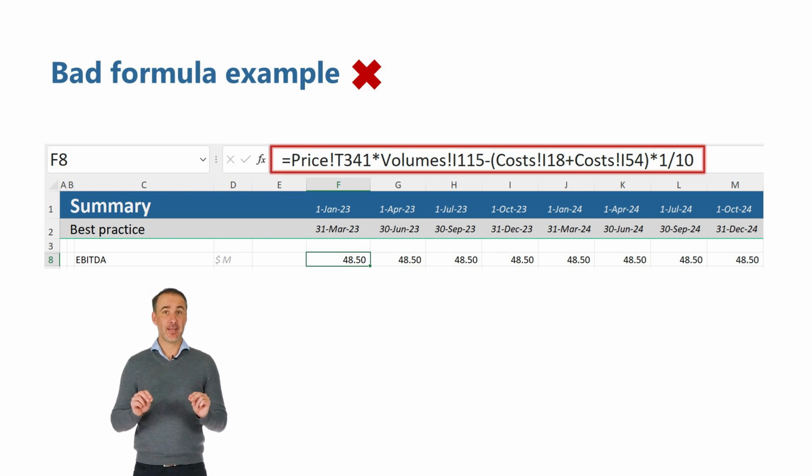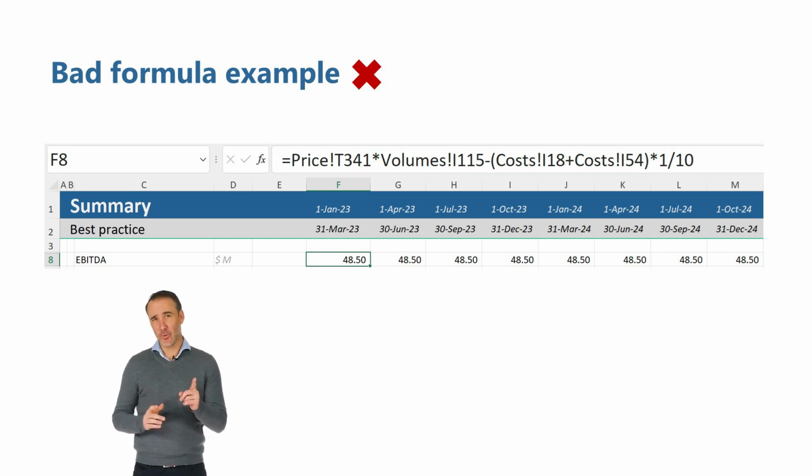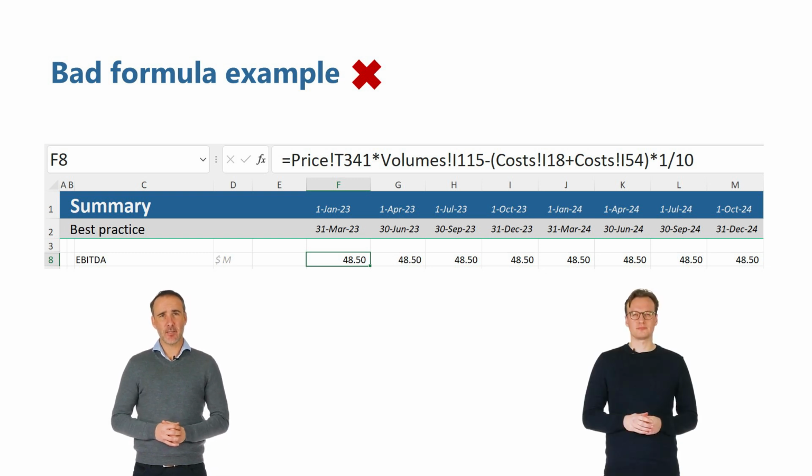This formula calculates EBITDA, or earnings before interest, tax, depreciation, and amortization. For our example, EBITDA is essentially just revenue minus costs. Now, some of you might see this formula and think, wow, I have no idea what this formula is doing. The modeler must be really advanced. However, I'll tell you up front that this is really a pretty poorly constructed formula. So let's see what Bastian thinks. Bastian, what can you identify in this formula that's not ideal?